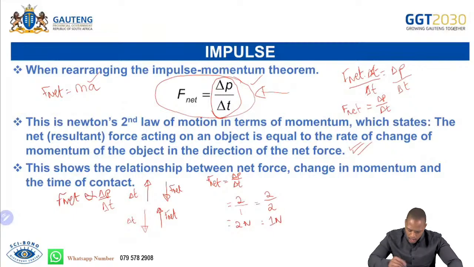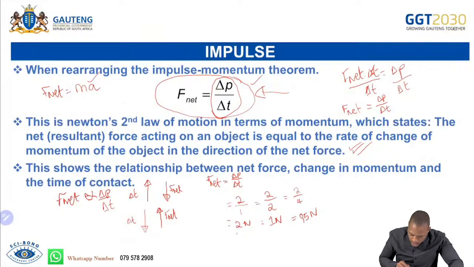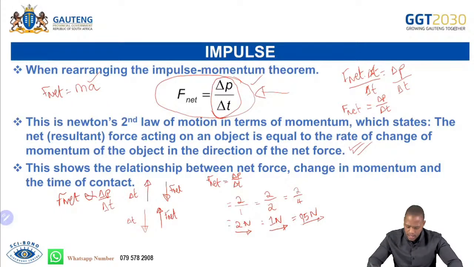Let me increase again. Let me have 2 over 4. If I have 2 over 4, what's happening to my force? My force is turning to 0.5 newtons. So let's check what is actually happening to my force here as I increase the time. The time was 1 second, the force was 2 newtons. Time became 2 seconds, the force is 1 newton. So the force is decreasing. Time was 4 seconds, the force became 0.5. So the more I increase the time, the lesser the force becomes.